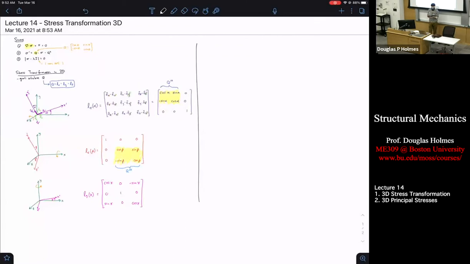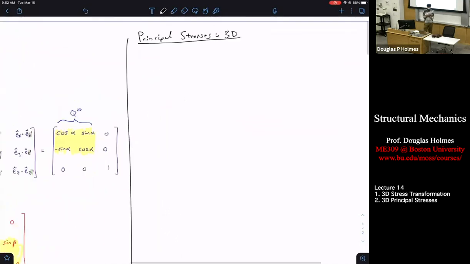So we sorted out stress transformation in 3D. The last thing we need to do is sort out the principal stresses in 3D. And it's the same problem. It's the same equation. It's just take your stress tensor, subtract off some unknown that multiplies the identity matrix, take the determinant of that object and set it equal to zero.